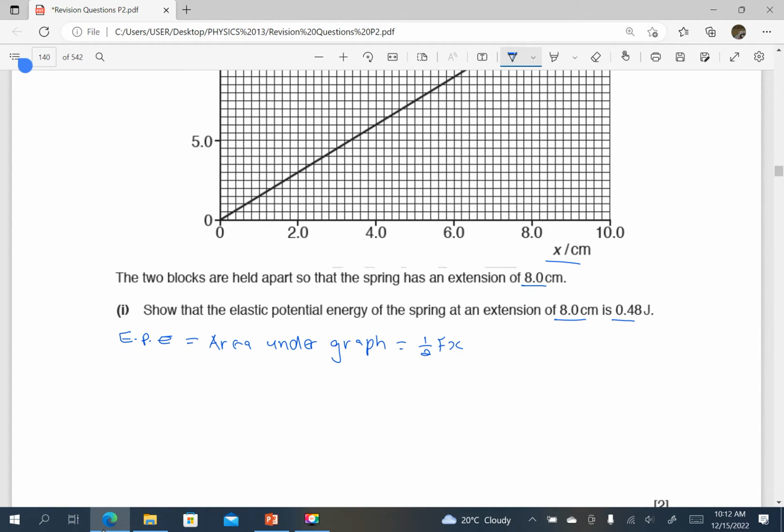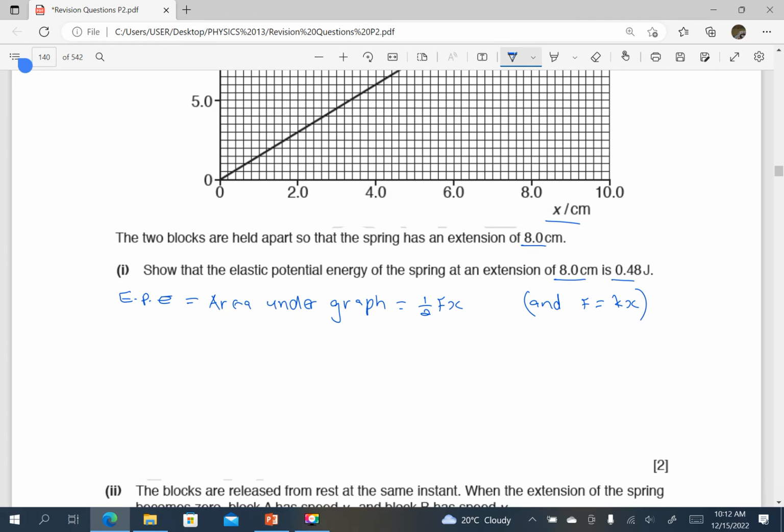I can just use the formula half Fx. But remember also that F is equal to Kx. So I could also use a half Kx squared. So you could also remember that. But I will straight away use the area. So elastic potential energy is going to be equal to the area, which is a half.